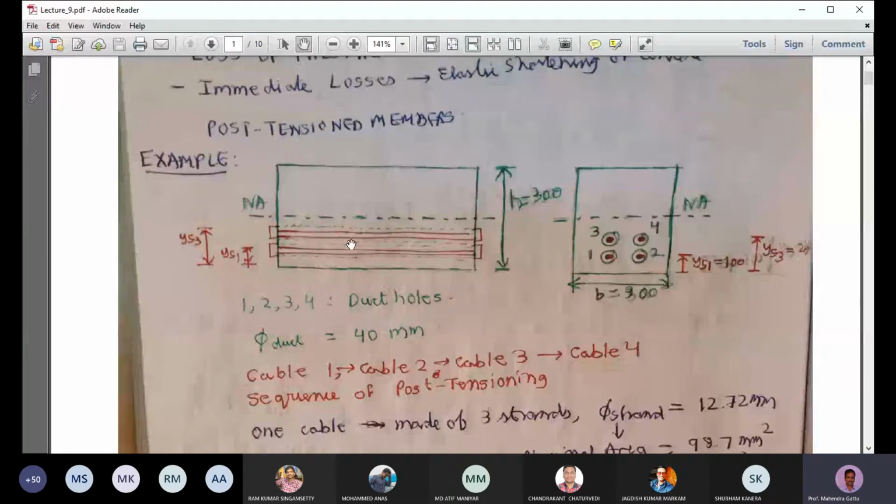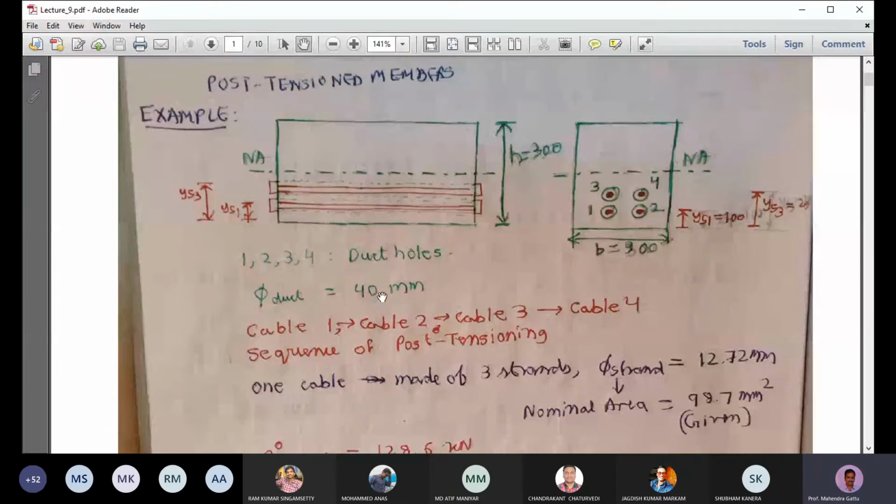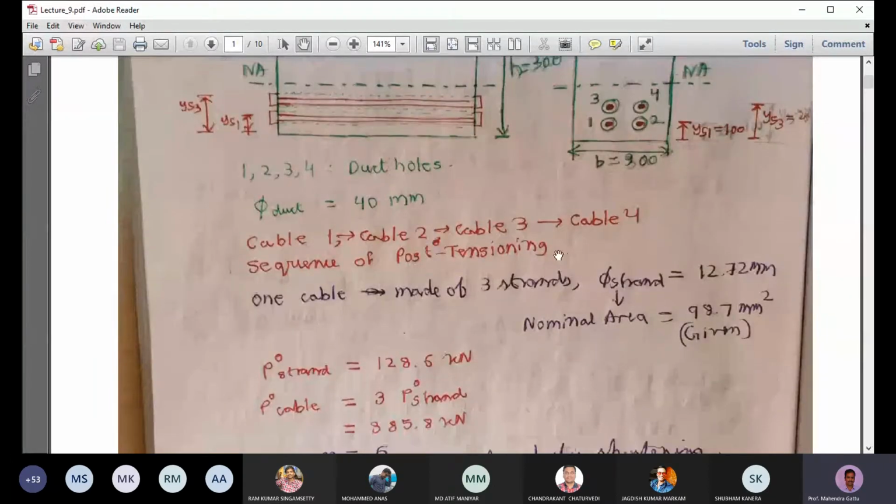What we are doing is inserting cable 1 in duct 1 and post-tensioning that, and then we do the post-tensioning of cable 2, then cable 3, and cable 4, in this sequence: cable 1, cable 2, cable 3, cable 4. The diameter of the duct hole is 40 millimeters, and the cables are made up of 3 strands which are bound together, and the diameter of one strand is 12.72.